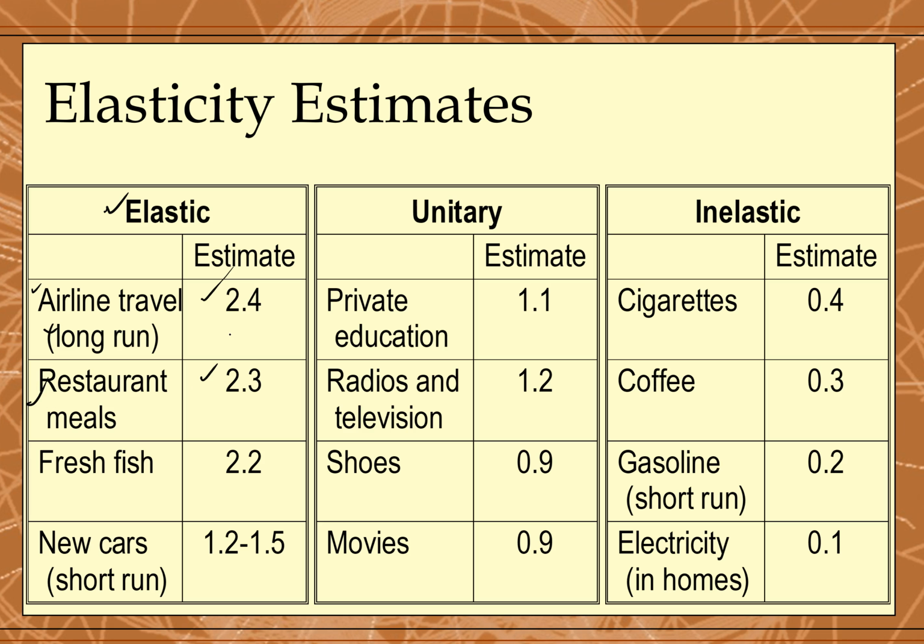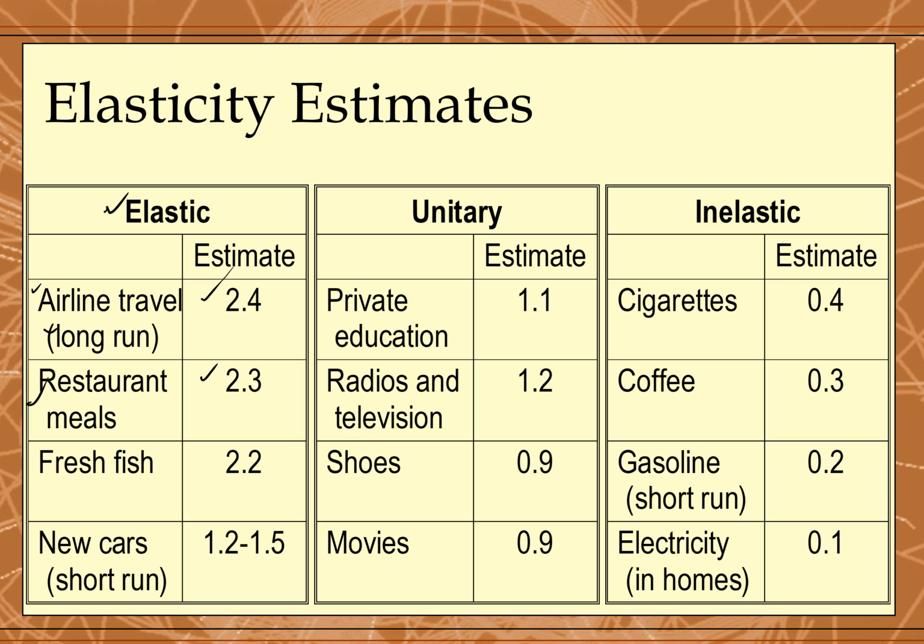And if one firm raises price a little bit, you could expect a big drop in demand because there are other options to consumers. What about restaurant meals? It's 2.3, meaning for every 1% change in price, the demand for restaurant meals changes 2.3%. That could be because restaurant meals are considered to be a luxury. Luxury goods tend to be more price sensitive than goods that are considered to be necessities.